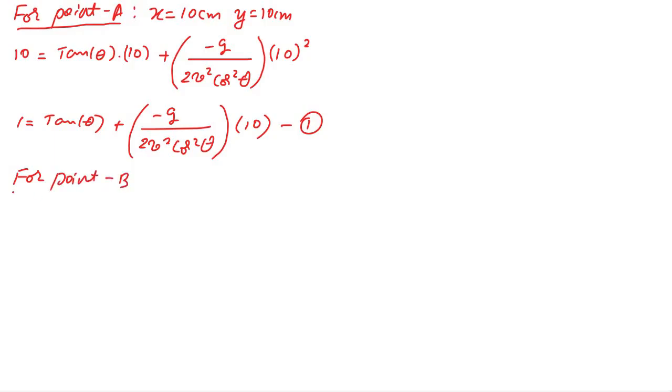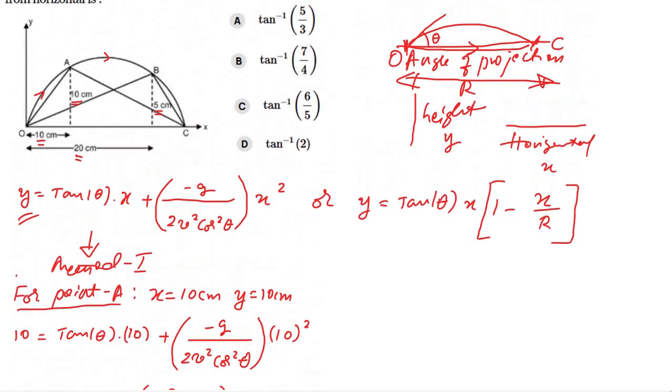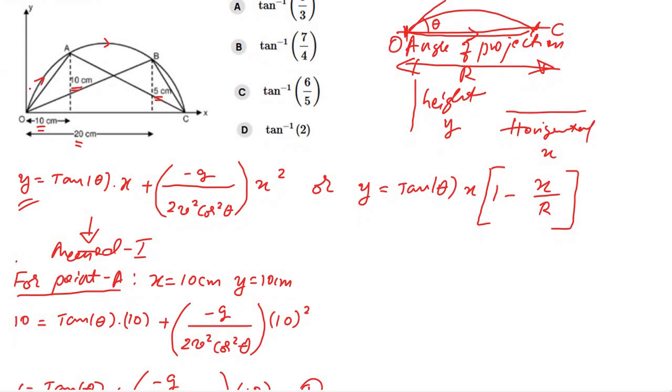Okay, so if you have the picture in your mind, just repeat it in your mind. So for B, x should be 20 centimeter, which is our horizontal distance. And how much is y? y is 5 centimeter. So that's a given thing in our picture. Okay, so 20 centimeter is horizontal, that is x, and 5 centimeter is vertical distance.